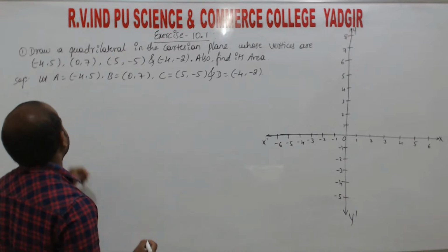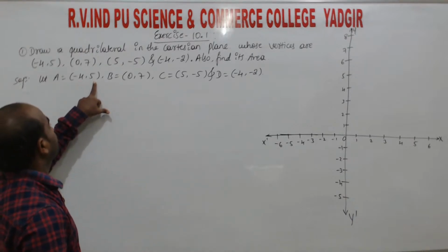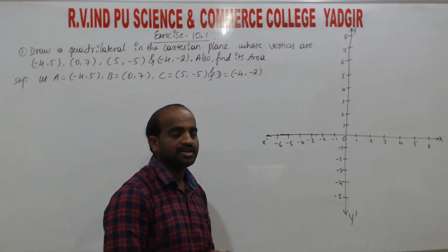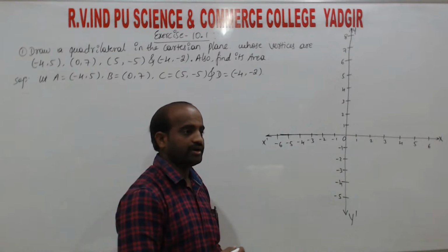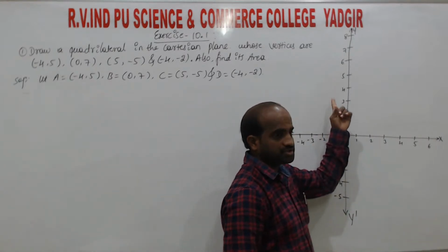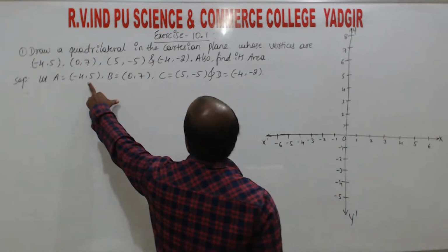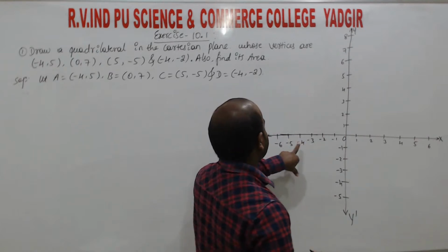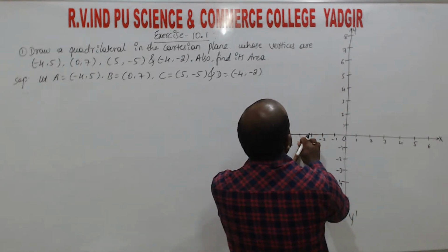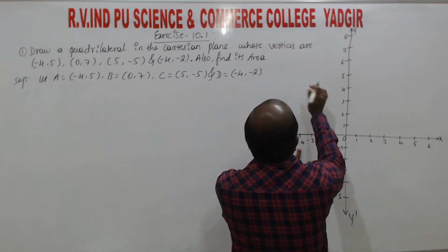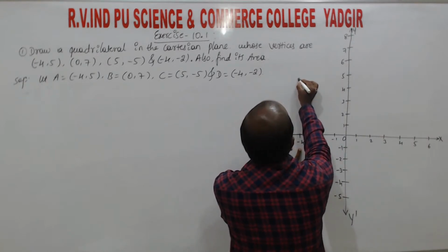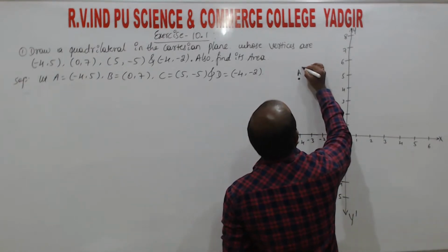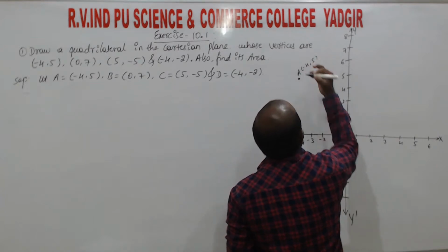First you have to mark the first point, minus 4 comma 5. My x is negative, y is positive. Which quadrant does it lie on? Second quadrant. In the second quadrant, x is negative and y is positive. So point A is minus 4 comma 5. X is minus 4, y is plus 5. This point is A.